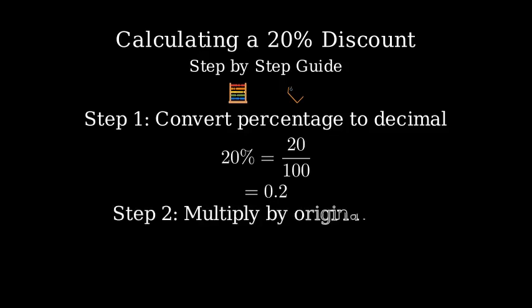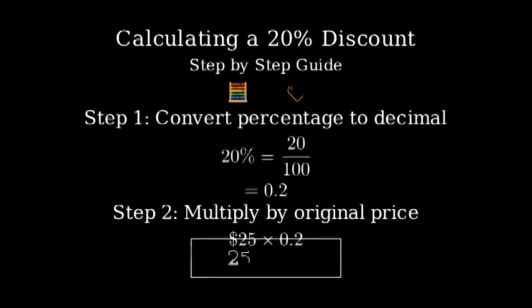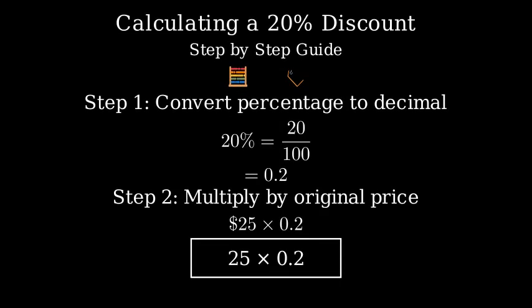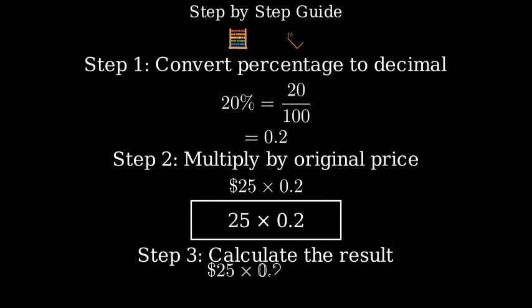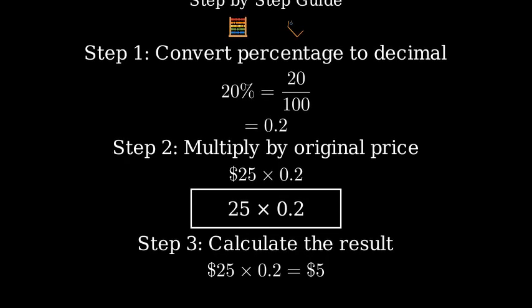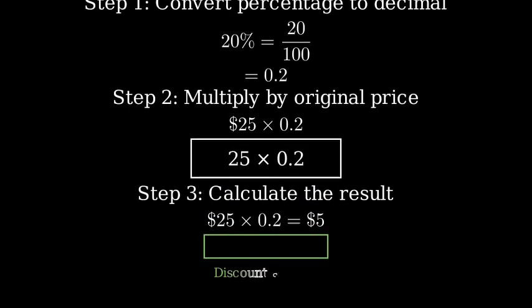Step 2. Now we'll multiply the original price, $25 by 0.2. This will give us the amount of the discount. Step 3. Let's calculate this on our calculator. 25 times 0.2 equals $5. This means the discount is $5 off the original price.